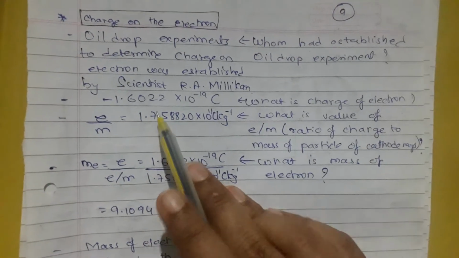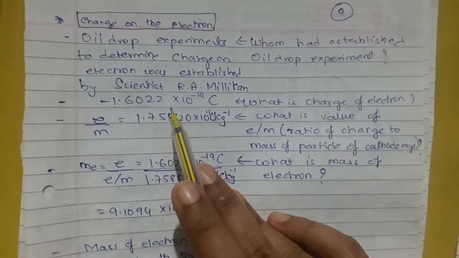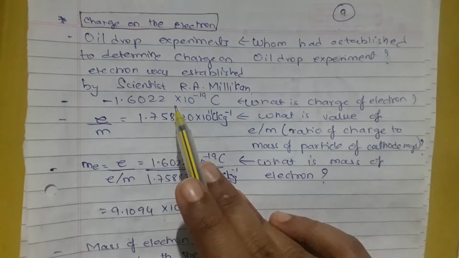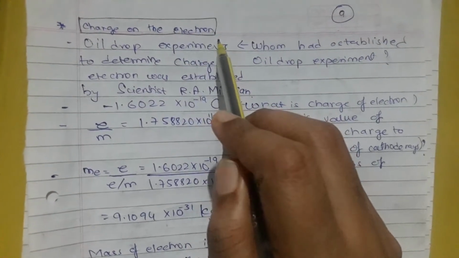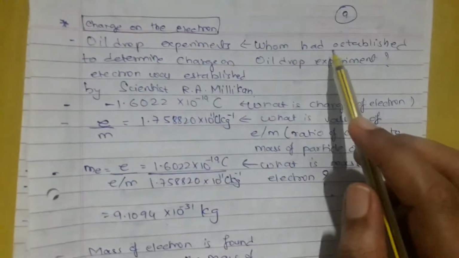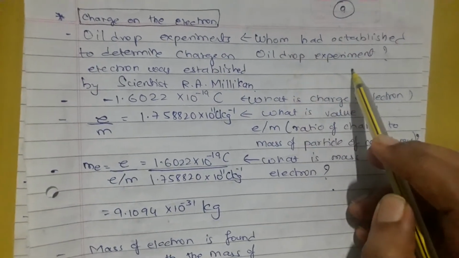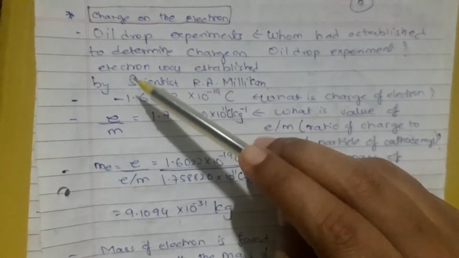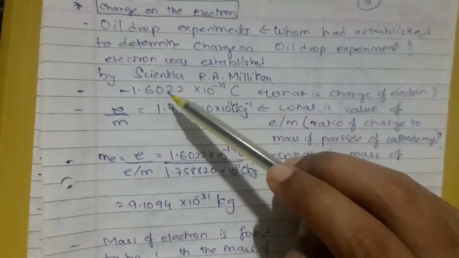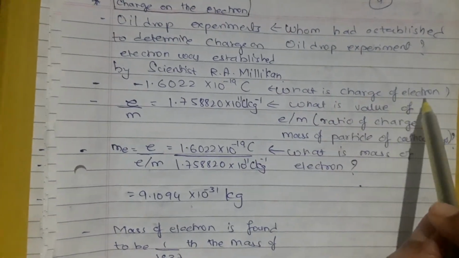We were last time learning about the chapter which was atomic structure. In this third video we will learn about charge on the electron. Let's get started. Who had established the oil drop experiment? The oil drop experiment to determine charge on the electron was established by scientist R.A. Millikan.